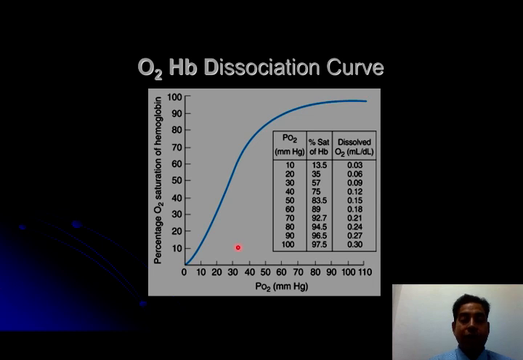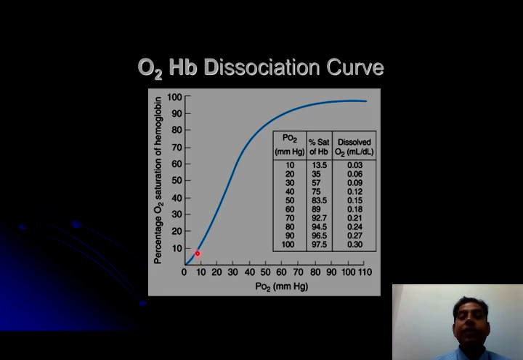So if you look at the curve, there are three components. The first component: on the x-axis you have the partial pressure of oxygen, and on the y-axis you have the percentage of oxygen saturation of the hemoglobin. You find that for the first 10 millimeters of mercury, there is a linear increase. That means this is almost a straight line. So for the first 10 millimeter rise in the partial pressure of oxygen, the percentage of oxygen saturation of hemoglobin is 10. So this is a linear relationship.